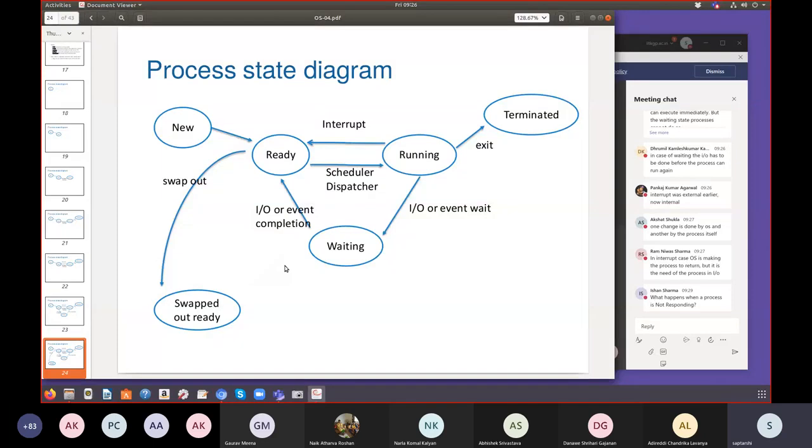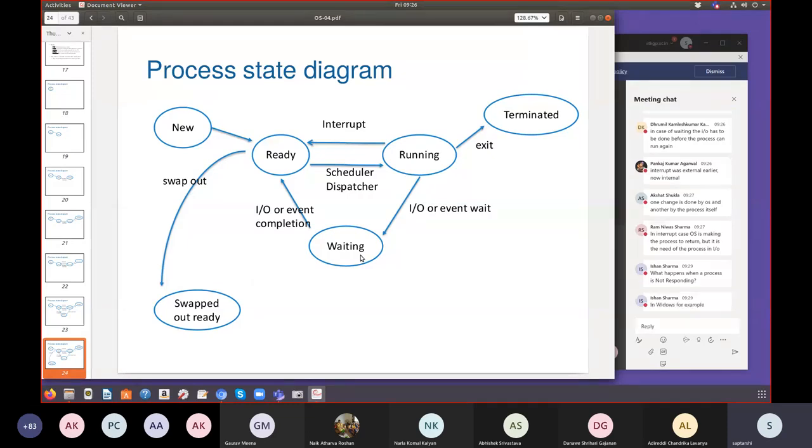Okay, Ishan has a question. What happens when a process is not responding? I did not understand the question. So Ishan, can you unmute yourself? What do you mean by not responding? It's not clear. In Windows, for example, it does not make sense to me. So talk in terms of the OS, as in, what do you mean it's not responding?